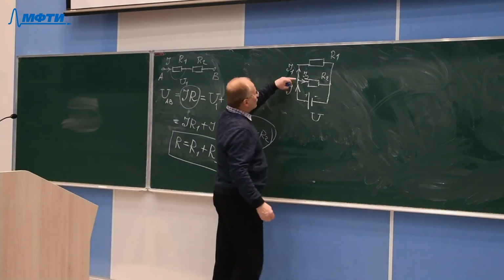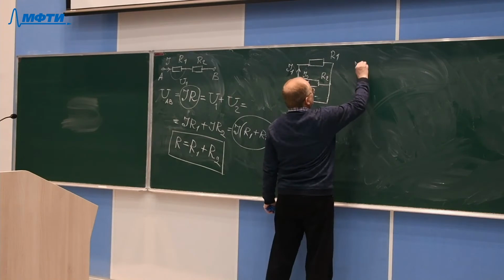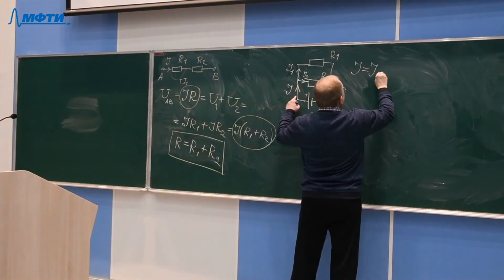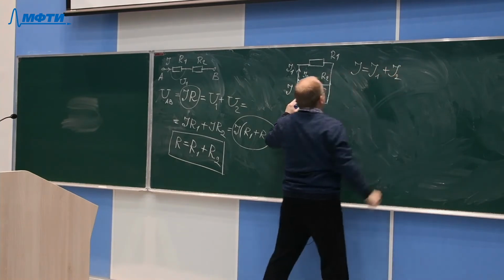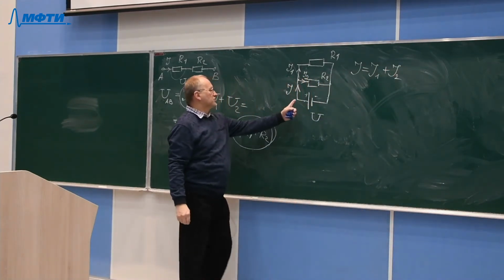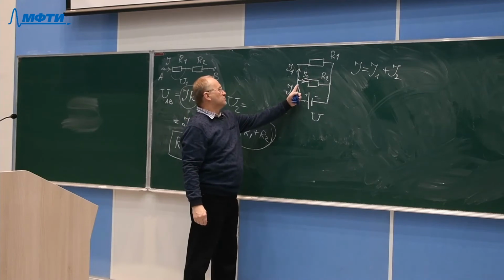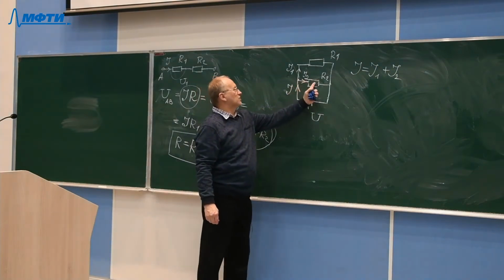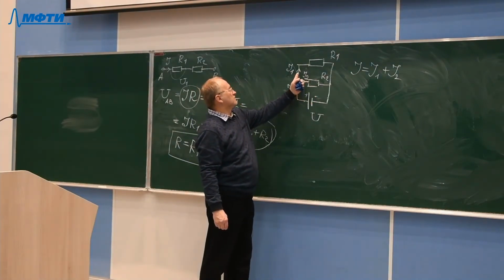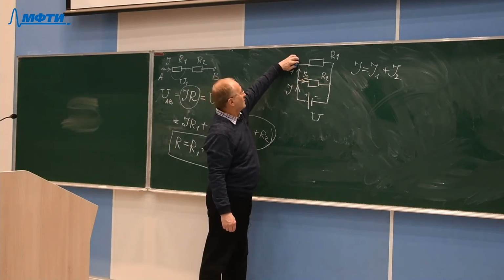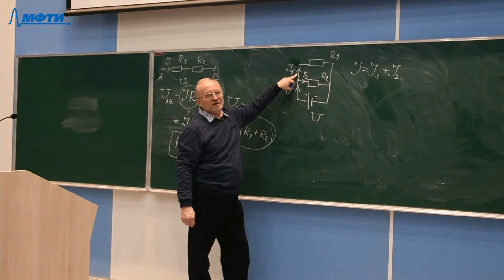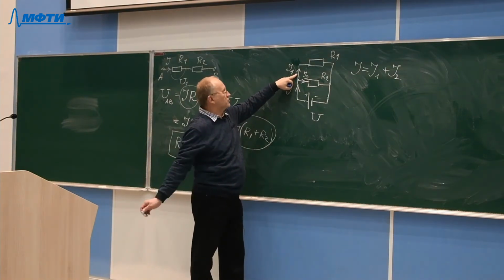Immediately from the law of conservation of electric charge, we obtain that the total electric current here will be equal to I1 plus I2. Because the total electric charge which moves along this wire will be divided into two parts. Some electrons will flow in this direction and some charges will flow along this wire. But as the electric charge is conserved, it's not created from nothing and it cannot vanish into nothing.